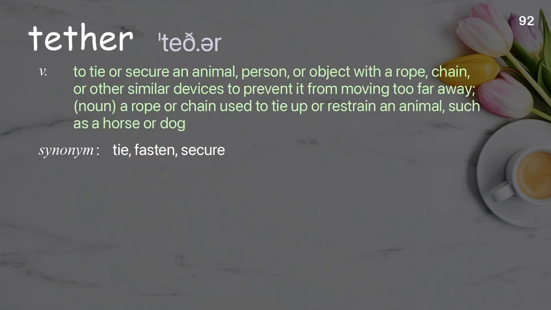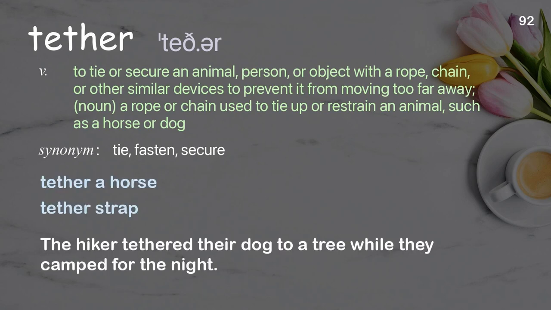Tether: to tie or secure an animal, person, or object with a rope, chain, or other similar devices to prevent it from moving too far away. Noun: a rope or chain used to tie up or restrain an animal, such as a horse or dog. Examples: tether a horse, tether strap. The hiker tethered their dog to a tree while they camped for the night.